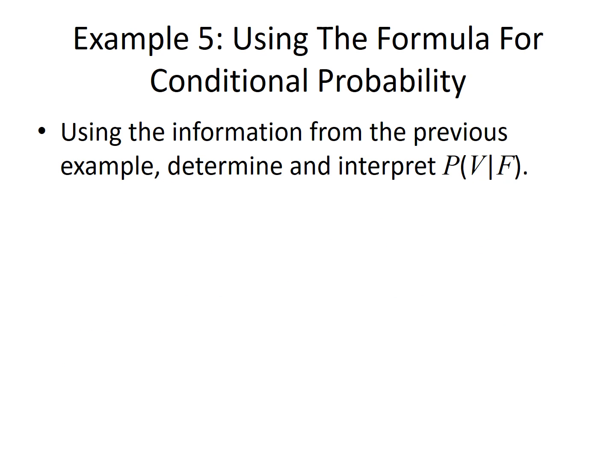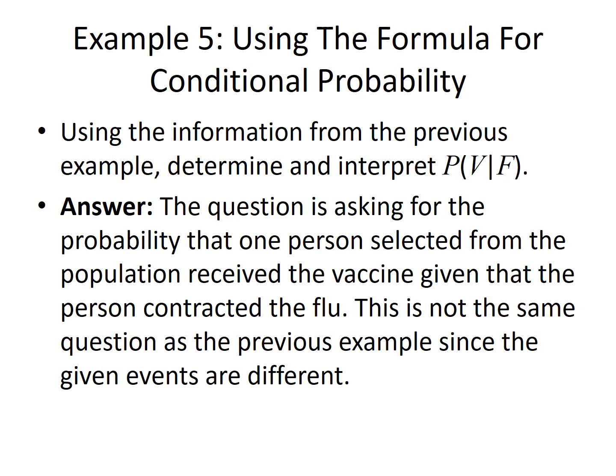Using the information from the previous example, determine and interpret the probability of getting a vaccine given that you have contracted the flu. The question is asking for the probability that one person selected from the population received the vaccine, given that the person contracted the flu. This is not the same question as the previous example, since the given events are different.